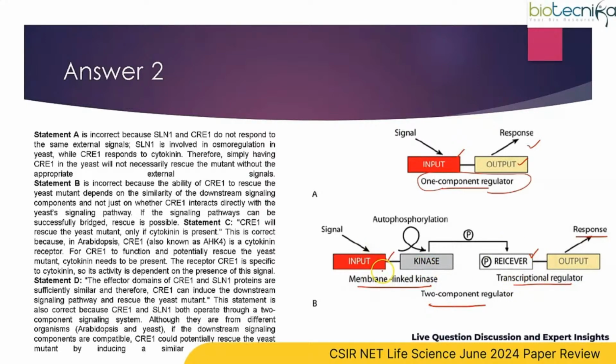So once the signal comes, there will be autophosphorylation of this protein, it will get activated, and because it has the kinase domain in it, it will phosphorylate the receiver protein. So the receiver protein gets phosphorylated, which in turn will give rise to the response. So that is the output. Transcription will occur or not occur. So that is the regulator part. So we have two components, membrane-linked kinase over here and transcriptional regulator.